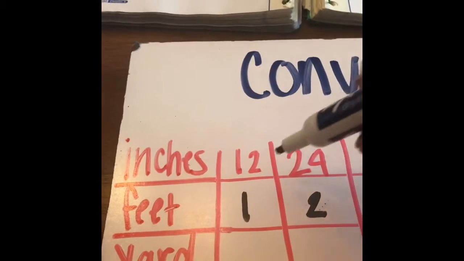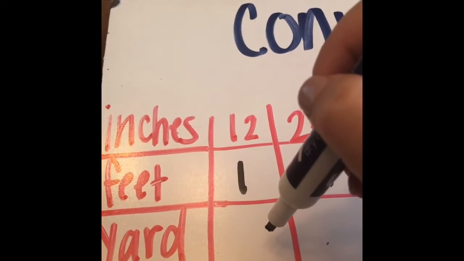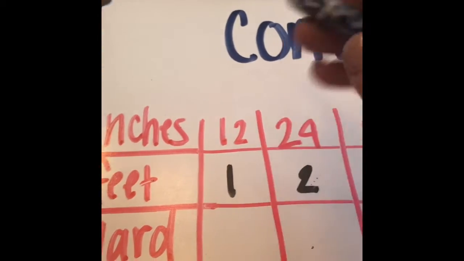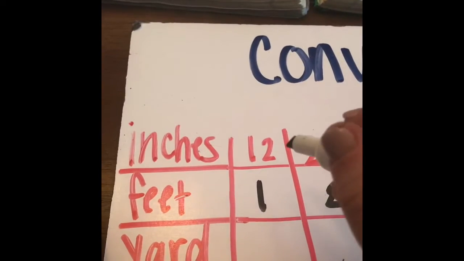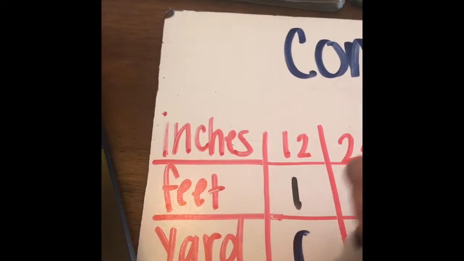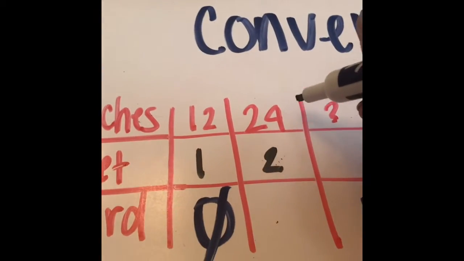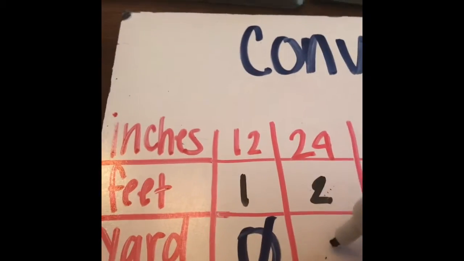It's basically saying, okay, if 12 inches is 1 foot, how many yards is that? Is it a yard at all? No, because 1 yard is 36 inches. So that would be a 0. Now, we still know a yard is 36 inches, so when we look over here at 24 inches, does that mean that we're going to have a yard yet? No.